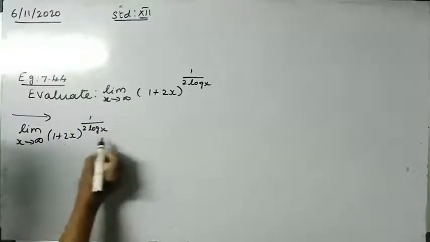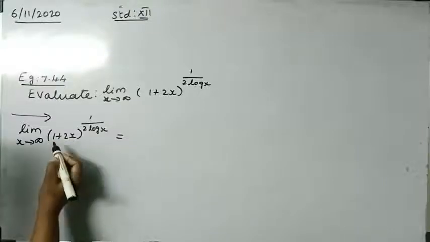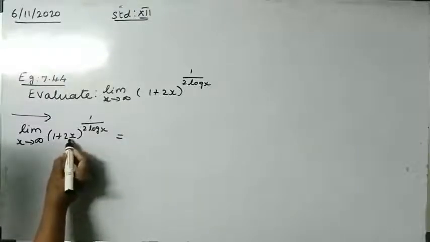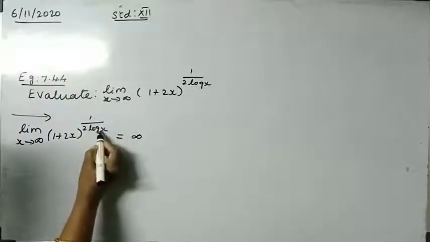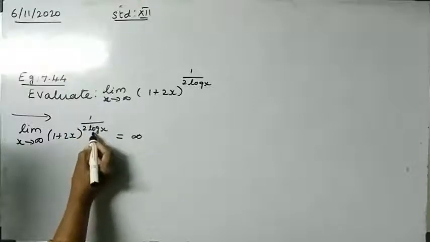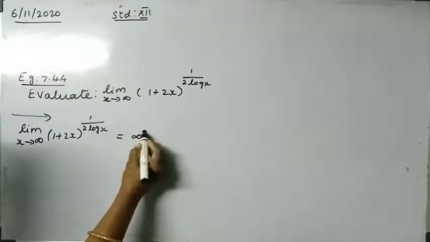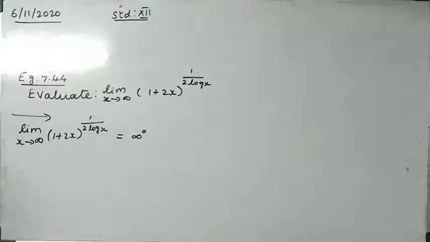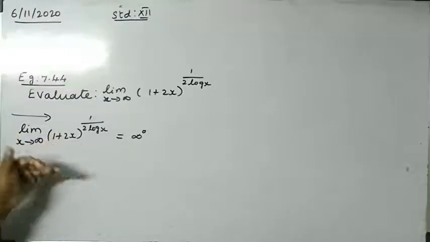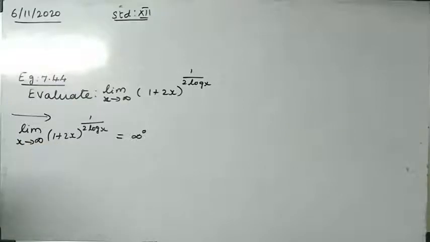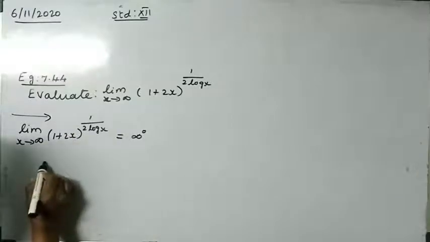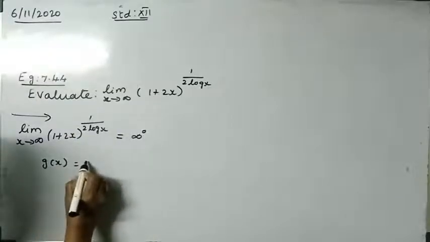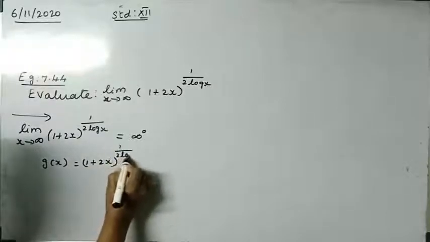If you substitute the limit here, x becomes infinity: 1 plus 2 into infinity is infinity, 1 plus infinity is infinity, and 1 by 2 log infinity is infinity. So 1 by infinity is 0. So it is infinity power 0 form. So we have to bring this into infinity by infinity or 0 by 0 form. For that, this is an indeterminate form. So take g of x is equal to (1 plus 2x) to the whole power 1 by 2 log x.